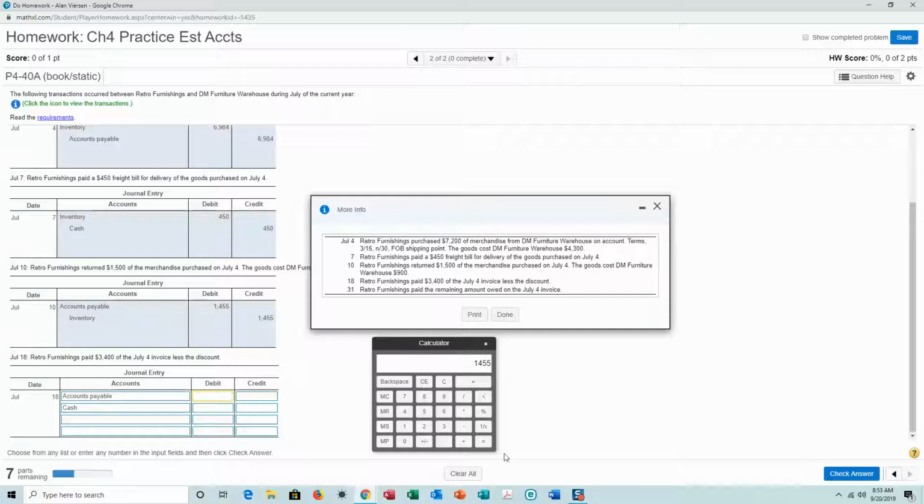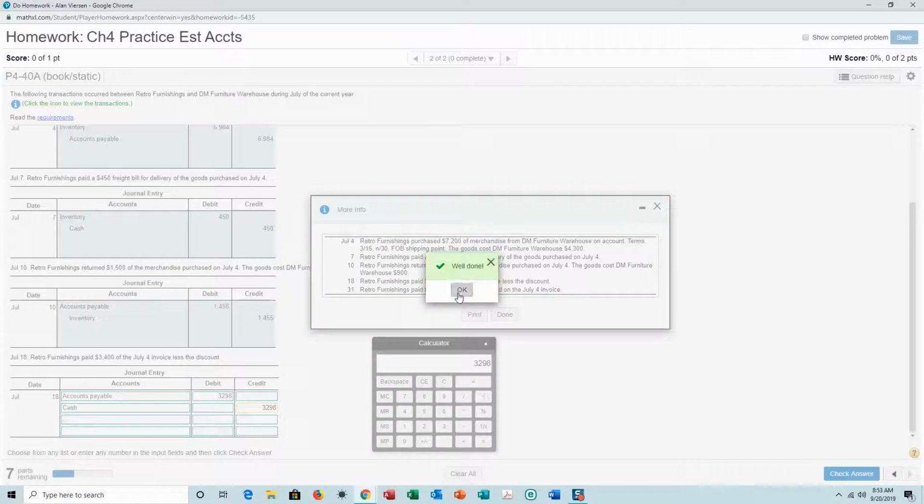The amount will be $3,400. And because it's within the discount period, it'll be times 0.97 again. So the amount our accounts payable goes down is $32.98. The amount our cash is paid out is $32.98. Check the answer. Well done.